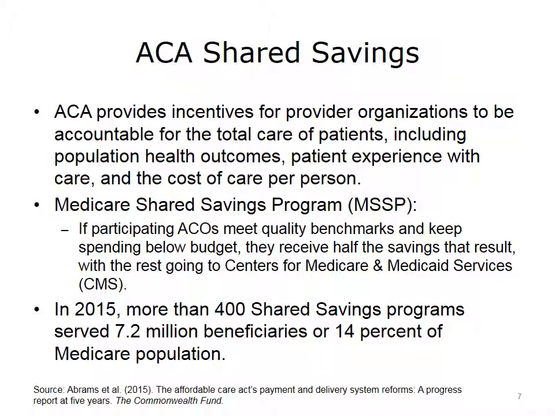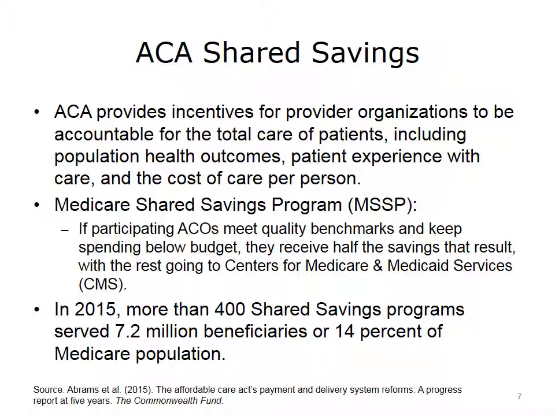The Affordable Care Act provides incentives for providers of healthcare organizations to be accountable for the total care of patients, including population health outcomes, patient experience with care, and the cost of total care of a patient or a person. This is sometimes referred to as the triple aim, or the 3-part aim: improving outcomes in population health, patient experience of care, and cost of care.